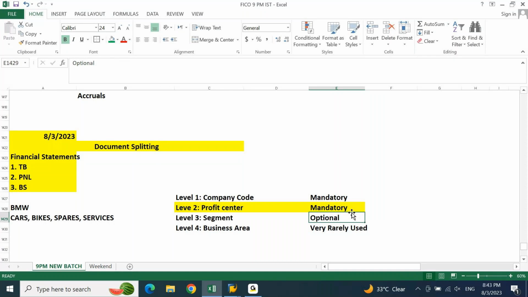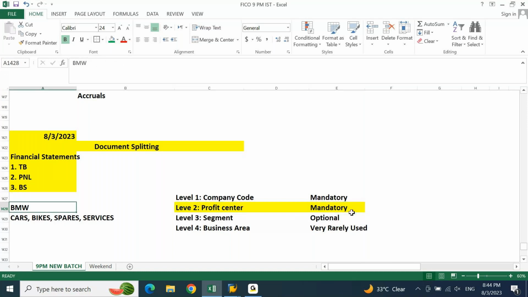Based on our requirement, when we talk about document splitting, we are talking about splitting the document based on profit center. Your document should have equal debit on the profit center. Your document should have equal credit on the profit center. At profit center level, if your document is not balanced with debit and credit, it will not allow you to record the entry because your requirement is to generate financials at profit center level.